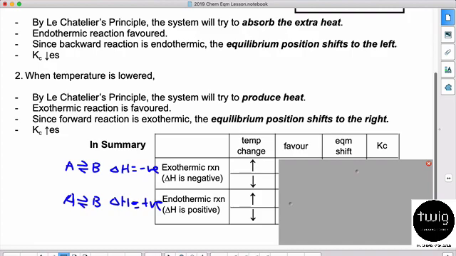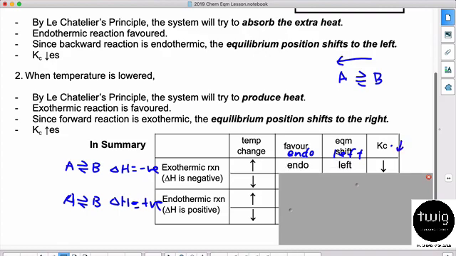Okay, let's try. So when I increase temperature, always favor. Increase temperature, you add heat into the system, the system tries to absorb. So favor the endo. Shift right or left? Forward is exo, backward is endo. So shift left. So when shift left, Kc will increase or decrease? Go backwards. If you go backwards, drop, decrease. So Kc will decrease. Good. So it's quite okay.